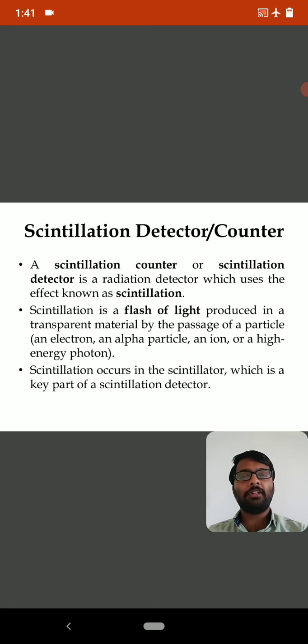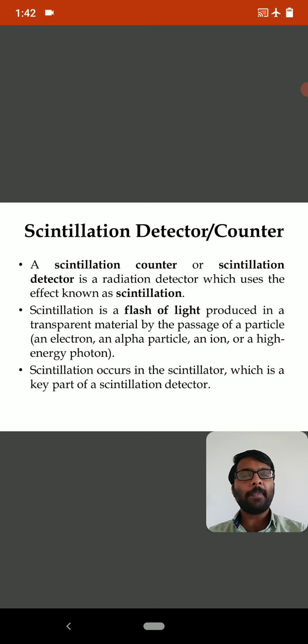So what is scintillation? Scintillation is a flash of light produced on a transparent material by the passage of a particle. That particle may be an electron, an alpha particle, an ion or a high energy photon. So when these particles pass through a transparent material, there will be production of certain flashes of light. Those flashes of light are called scintillations. So how are these flashes of light produced?